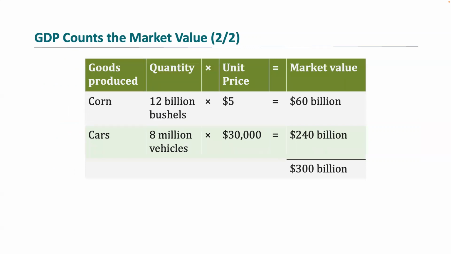If bushels of corn sell for $5 each, corn would account for $60 billion of GDP. That's the market value, because we take the quantity times the unit price. If each car sells for about $30,000, cars would contribute $240 billion to GDP. These numbers tell us a different story than quantities alone. According to market value, cars actually account for a larger portion of GDP than corn, even though we sold significantly more corn than cars.